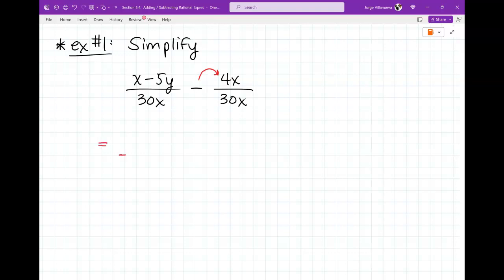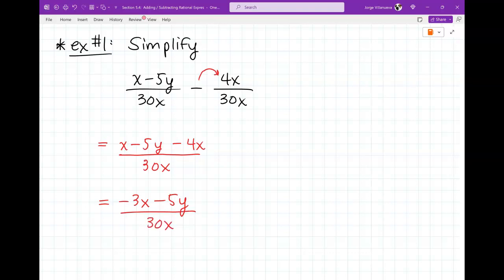So here's my first step. I'm going to write a fraction and put 30x on the bottom. On top, I'm going to put all the terms of the numerator: x minus 5y, and then minus 4x. Now just combine any like terms that you have. So x minus 4x is negative 3x minus 5y over 30x.